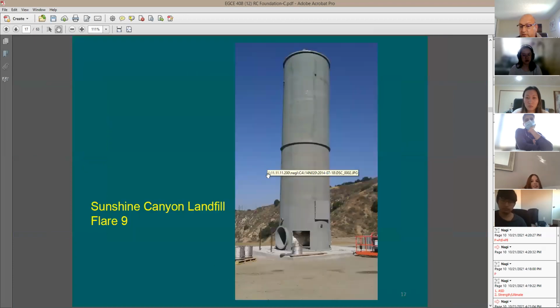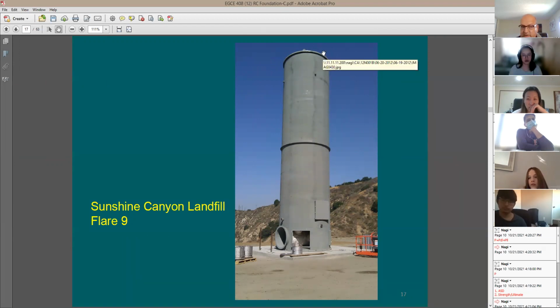Another project, which is this. This is Sunshine Canyon. I don't know if you guys are aware of it. This is in Santa Clarita, up north. And this is what you call a flare. This flare is to burn the methane gas, because of the smell. This is a landfill, like for the trash. And then they're going to have a big pipeline that brings the methane gas. This height from here to there is about 60 feet.